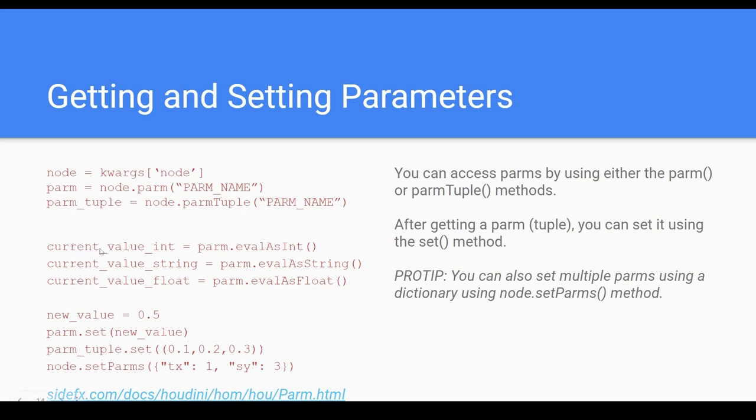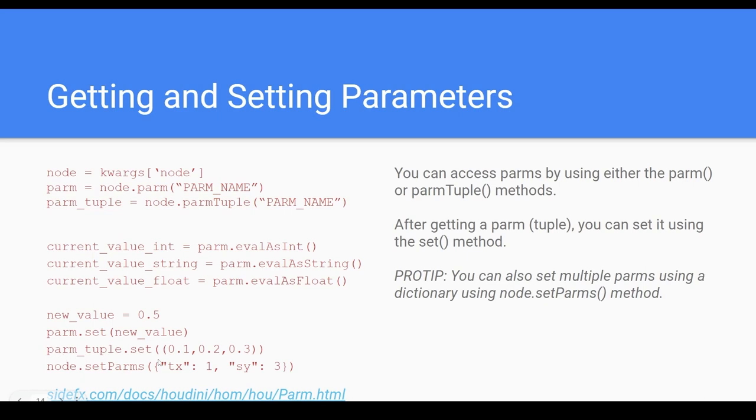Now, to evaluate a parameter and get its value, we can use these methods here, or some of them. If we, for example, know that a parameter is an integer and we want to evaluate it as an integer, you can use evalAsInt, and same goes for evalAsString and evalAsFloat, which are also self-explanatory. Now, to set a parameter value, you can simply call parm.set and then pass in the new value that you want to set. You can also actually pass in another parameter, which is going to make a parameter reference for you.